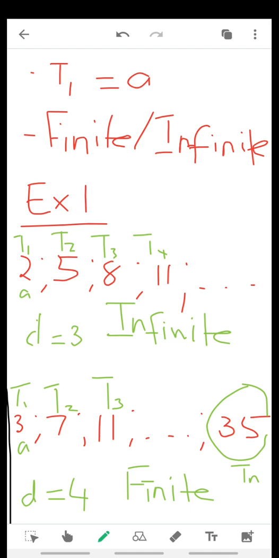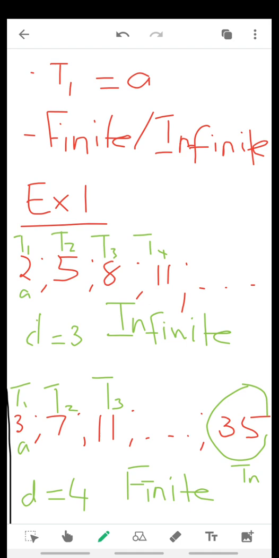Okay. Now let us look at the example number 1. I've given you 2, 5, 8, 11. Now I want you to tell me what is A. We said A is the first term, and there we go. Our first term is equal to 2, meaning A is equal to 2 or T1 equals 2. What are 5, 8, and 11 representing? They represent T2, T3, and T4.